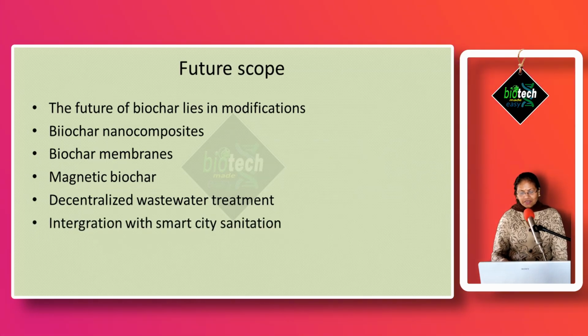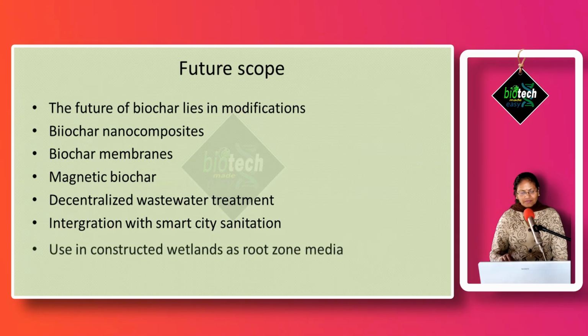And integration with the smart city sanitation, this is also something which is very important here, because smart city sanitation is something which is sustainable, which is decentralized, which is very efficient, which doesn't consume a large amount of energy. So that is the smart city sanitation. So this fits very well in this model. Because biochar has all these qualities, it can be integrated with this model.